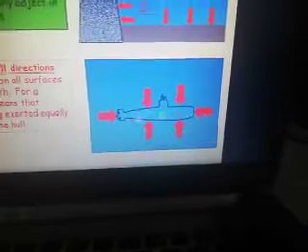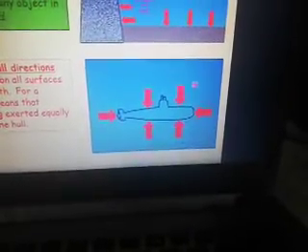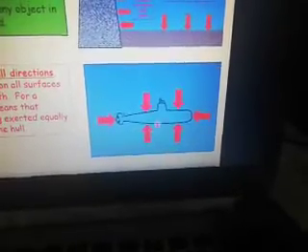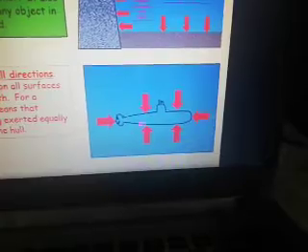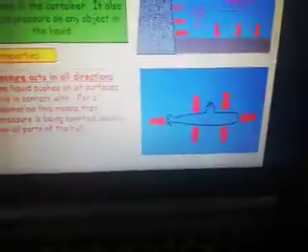So this is the submarine. As you can see, this is the pressure produced from the liquid. It is produced in all directions: up, down, left and right. That's why it says pressure acts in all directions.